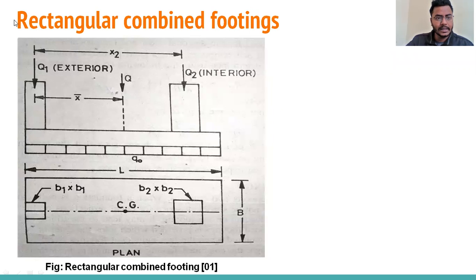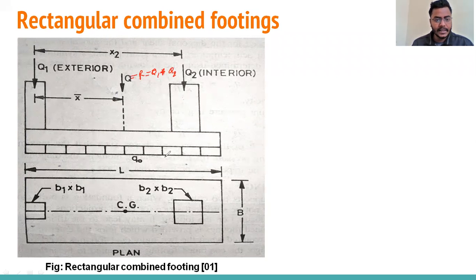In this figure, you can see two views: a plan view and a front view, or cross-sectional view. Here Q1 is the column load on the exterior column, and Q2 is the load coming on the interior column. The resultant Q, you can also write R, is Q1 plus Q2. This resultant is acting at an X bar distance from the center of the exterior column.